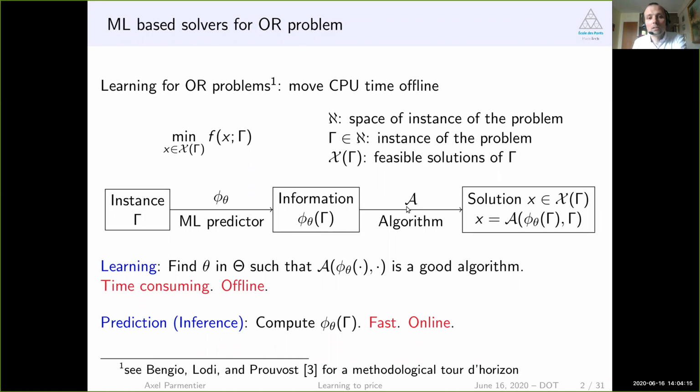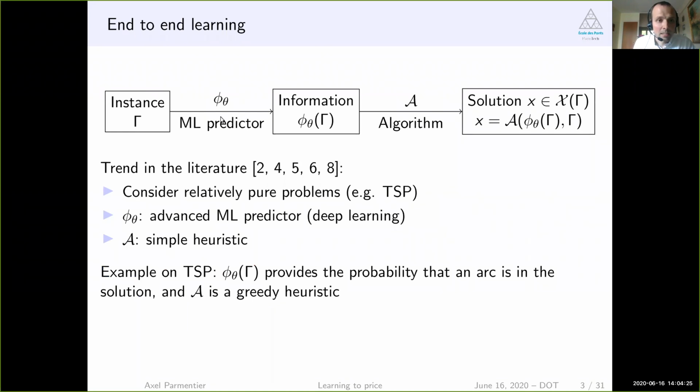So several different schemes can be used using this general idea. The first one would be end-to-end learning. In that case, there is some growing literature on the topic, and it has been applied mainly to the traveling salesman problem. Phi theta is an advanced machine learning predictor, typically a deep learning network, that extracts information that is then used by a greedy algorithm to reconstruct a solution of the traveling salesman problem, for instance. And up to now, it does not work so well, in the sense that it does not match the performance of state-of-the-art operations research algorithms.